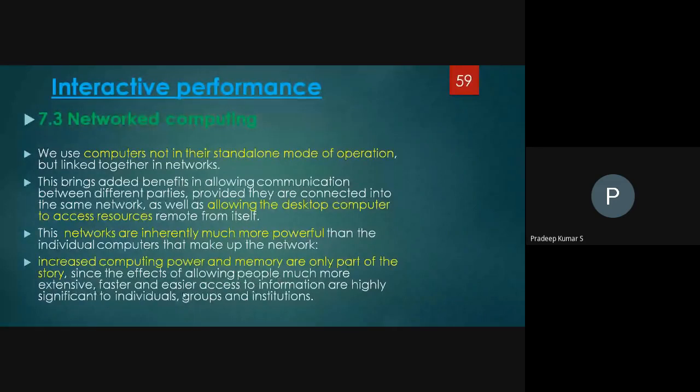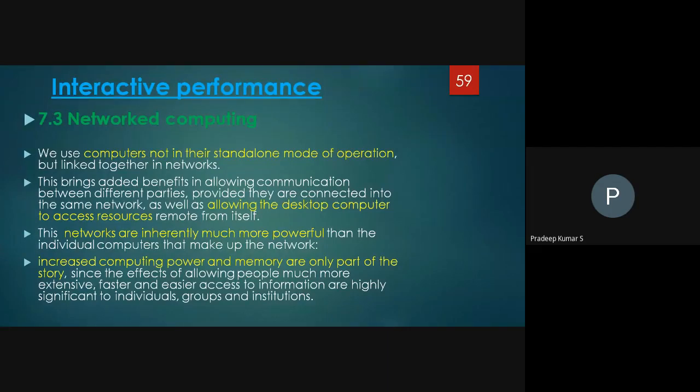The effort is allowing people much more extensive, faster and easier access to information. So it doesn't bother about the number of people. Even if I run one project or one program here, that program doesn't bother about the number of people. You can access the resource. So n number of people can use it. That is a significant goal of individuals, groups and institutions. That is network computing.